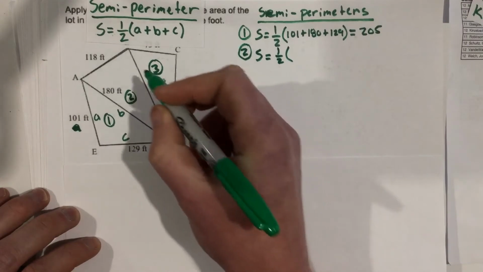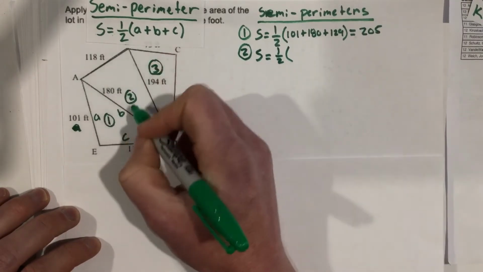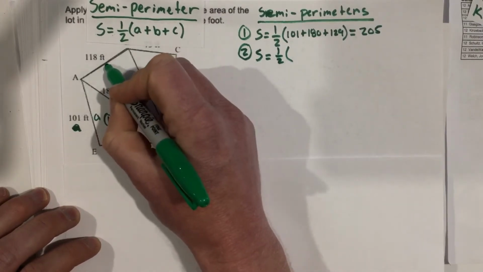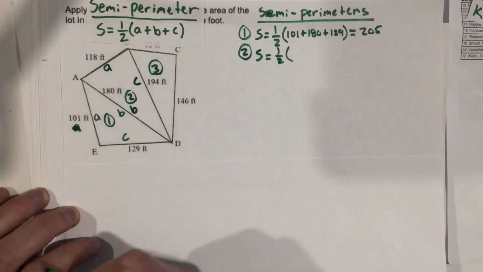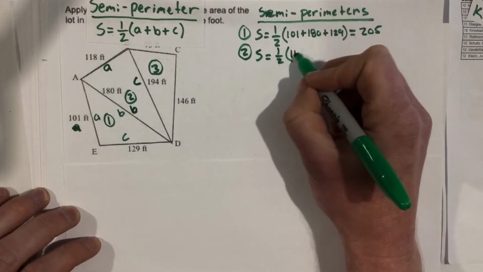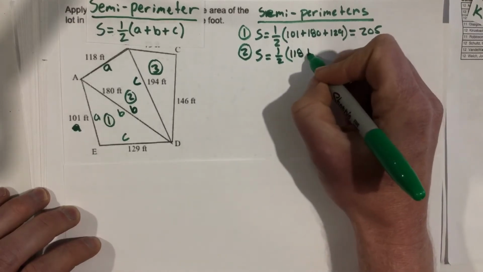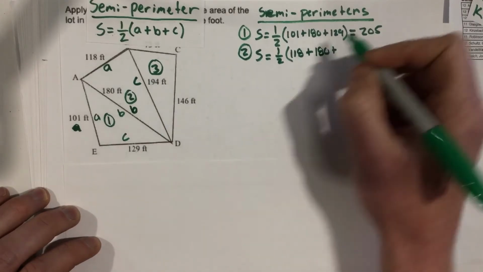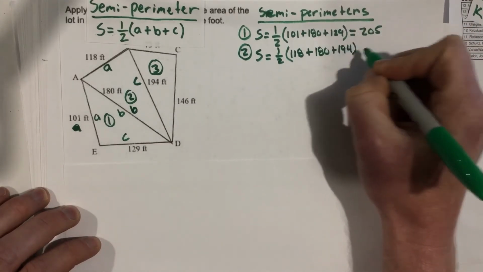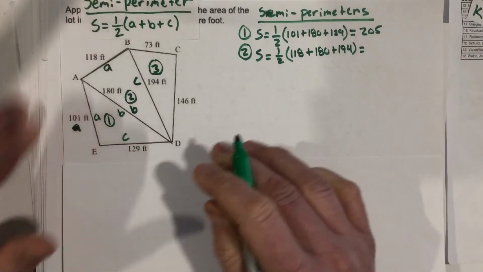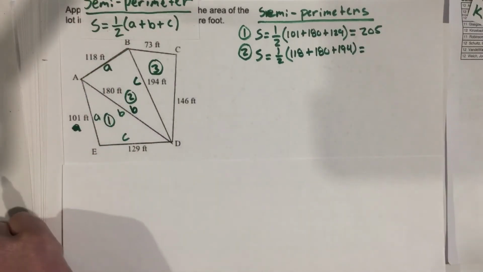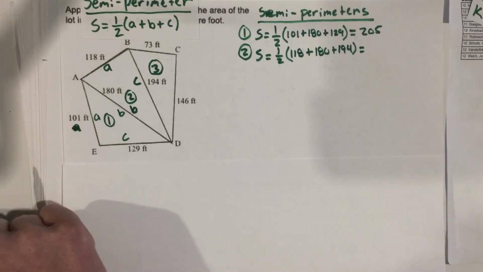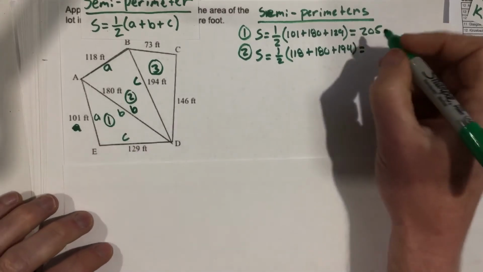Now, for number 2, we're going to label these. Just because they share it, we'll say this is B again. This is B, same side. And we'll call this A and C. So A is 118 plus B, which is the 180, plus C, which is the 194. Plug those in. 118 plus 180 plus 194. Divide by 2, 246.